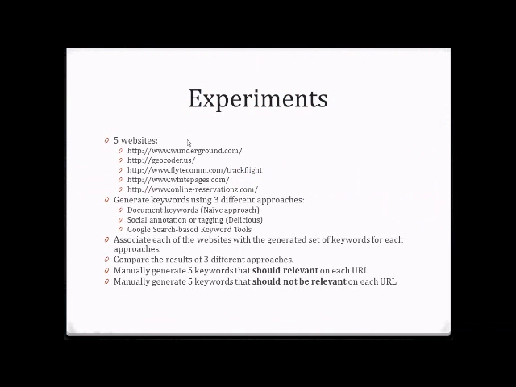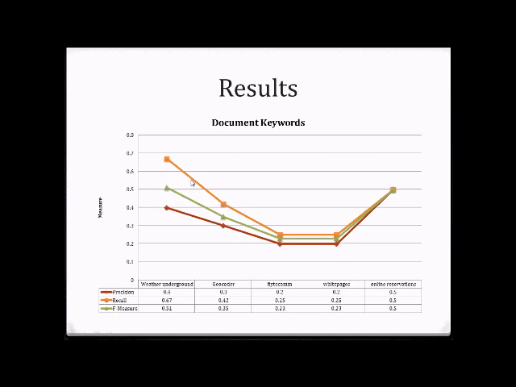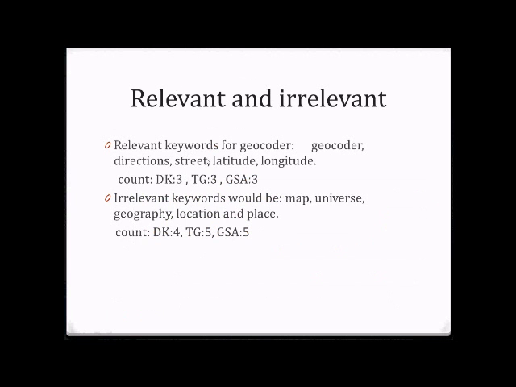Now, since weather is a relevant keyword, we have done experiments and study based on relevant and irrelevant keywords. We have taken 5 URLs for the study, namely Weather Underground, geocoder, flight.com, White Pages, and online reservation. In our study, we based on giving relevant and irrelevant inputs. We measured the performance of each technique by considering 5 relevant inputs and 5 irrelevant inputs.